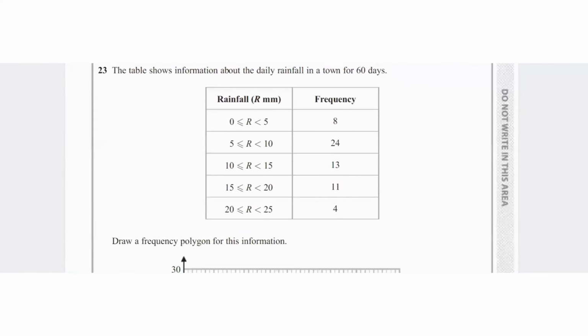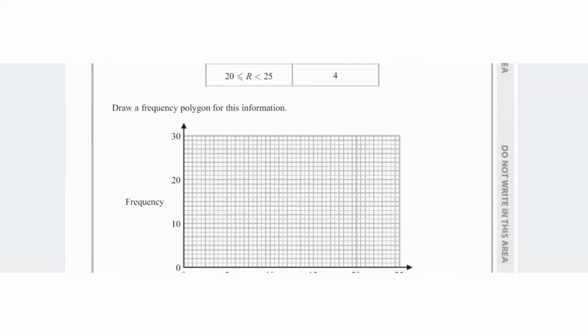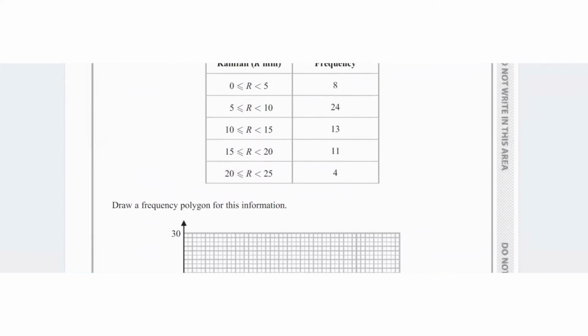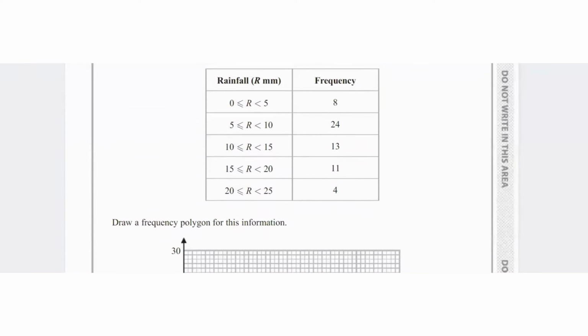Question 23 says the table shows information about the daily rainfall in a town for 60 days. So we have the intervals for rainfall and the corresponding frequency. Draw a frequency polygon for this information. To draw the frequency polygon, we need the midpoints of the class intervals. Midpoints can be found by adding the minimum and maximum value and then dividing that by 2. So the midpoint of 0 to 5 is going to be 2.5, 7.5 for the next, 12.5 for the next one, 17.5 for this, and 22.5 for this.